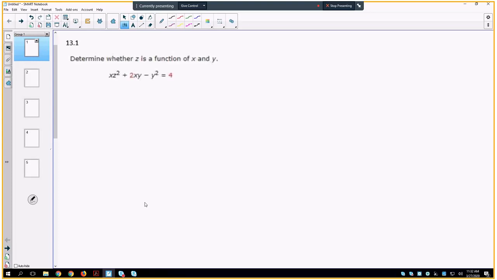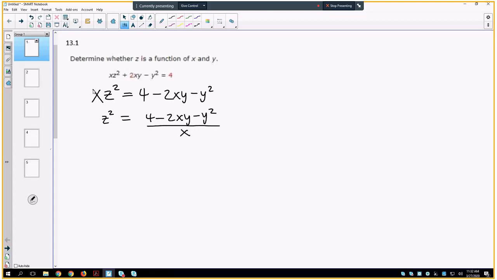So let's start moving things away from the z term. So I have xz squared. The other terms don't have z, so I'm just going to move them over and get 4 minus 2xy minus y squared. Then divide both sides by x. I have z squared equal to 4 minus 2xy minus y squared all over x.